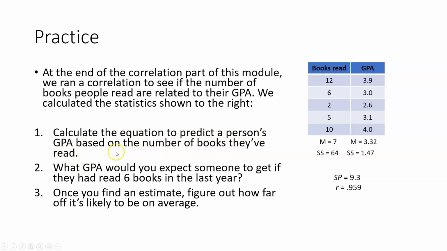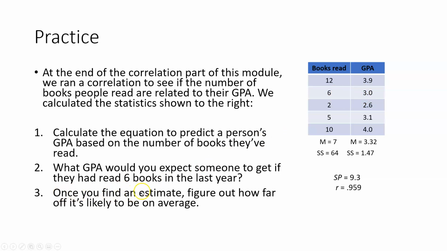Note those key words. This is what it sounds like when I ask you to do a regression. Calculate the equation to predict a person's GPA based on the number of books they've read. What GPA would you expect someone to get if they had read 6 books in the last year? Now, we actually have somebody who read 6 books, and they got a GPA of 3.0, but we might not guess they would get exactly 3.0. So, run through, in your equation, what somebody should get if they read 6 books, and compare it to what this person actually got.